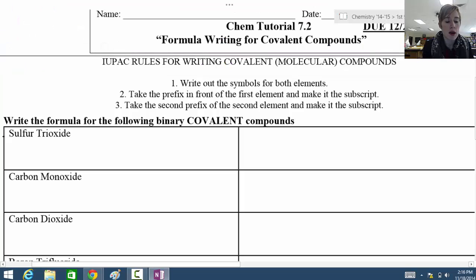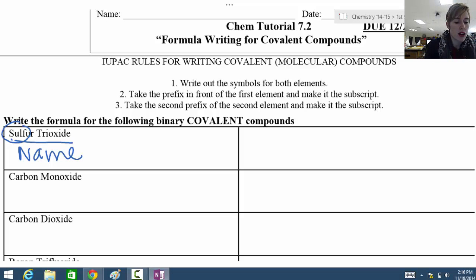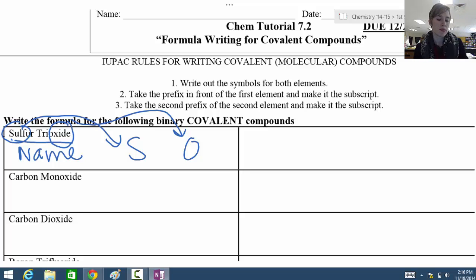In this video, I'm going to be giving you the names of covalent compounds. How do I know this is covalent? Well, the symbol for sulfur is S, and oxide stands for oxygen. I know it looks funny because it says trioxide and the ending is changed, but I know there's an S and an O. I know it's covalent because S and O are both nonmetals. So how do I write down the formula? I write S first, because sulfur is written first.